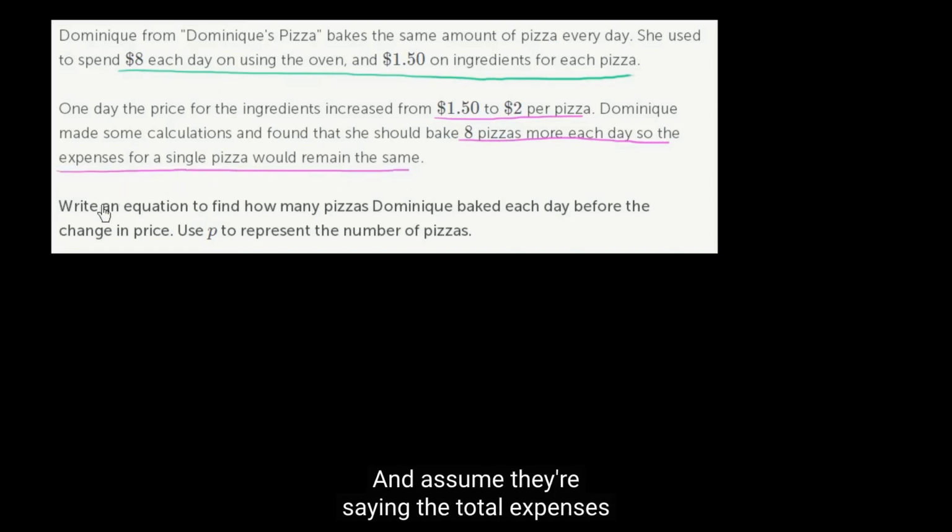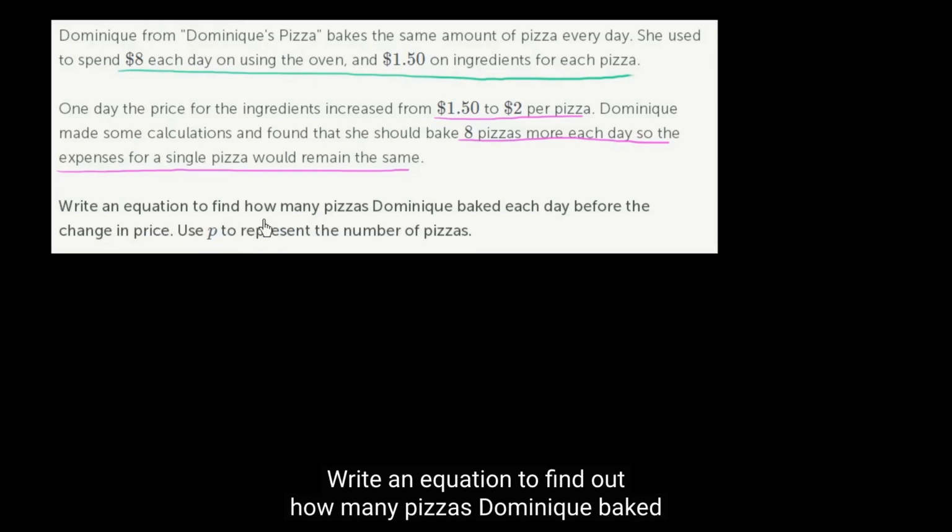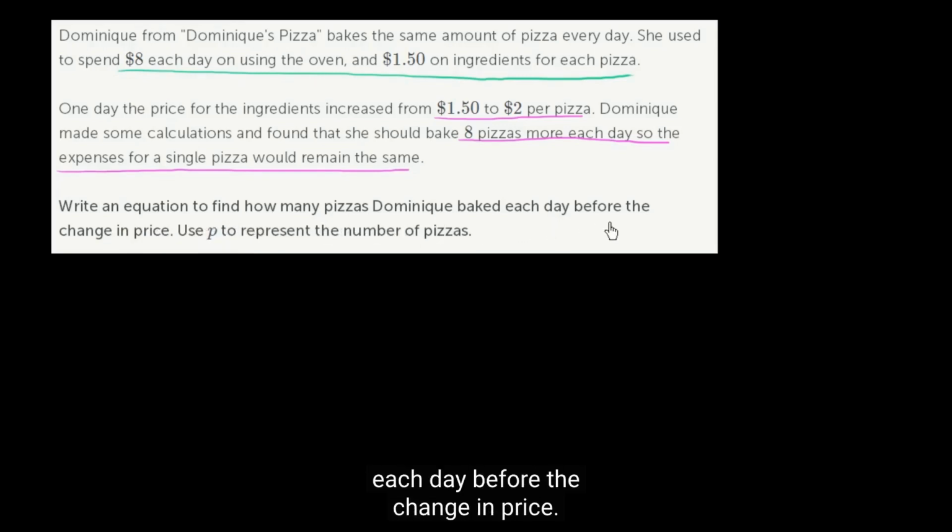And assume they're saying the total expenses for a single pizza, because clearly the ingredients cost is not the same. We're talking about the total cost, spreading the cost of the oven across all of the pizzas. Write an equation to find out how many pizzas Dominique baked each day before the change in price. Use P to represent the number of pizzas. So let's just think about her total cost per pizza before and then her total cost per pizza after if she bakes 8 more pizzas.